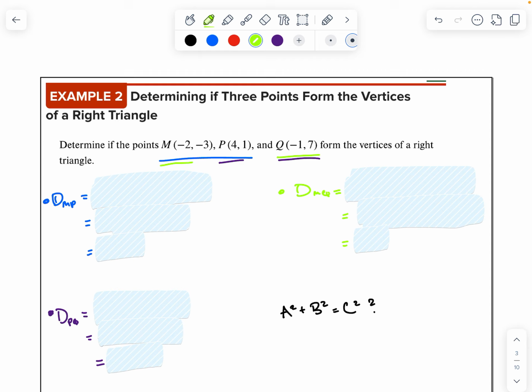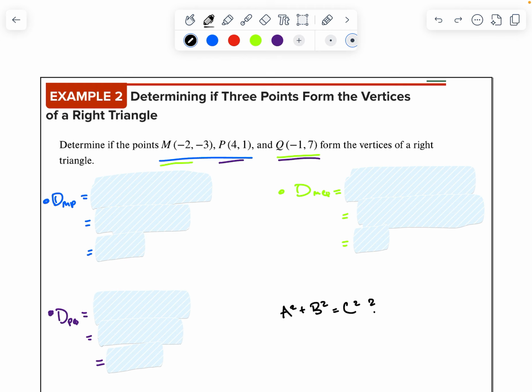If we want to know if 3 points form the vertices of a right triangle, like this question's asking, determine if those 3 points form the vertices of a right triangle. What we know is for a right triangle, for every right triangle, this is true, that a squared plus b squared equals c squared. So if we can make that true, if the 2 smaller sides, squared, add up to equal the larger side squared, then we'll have a right triangle.